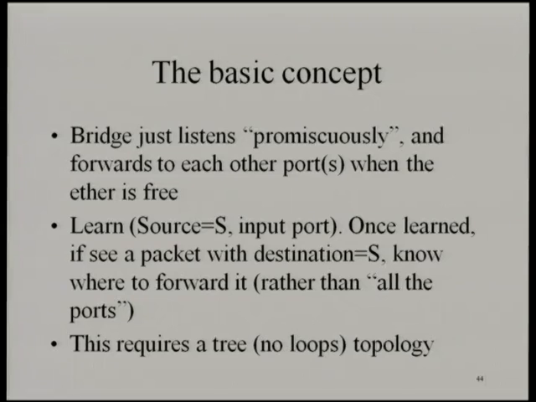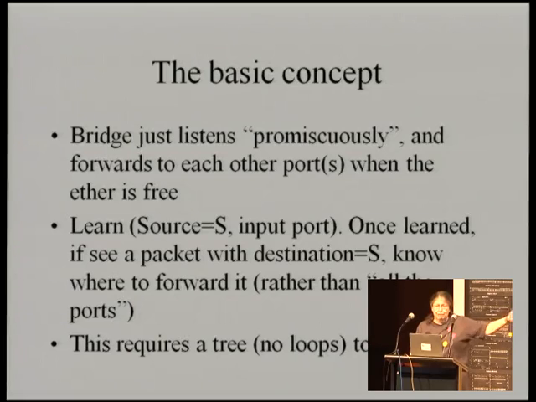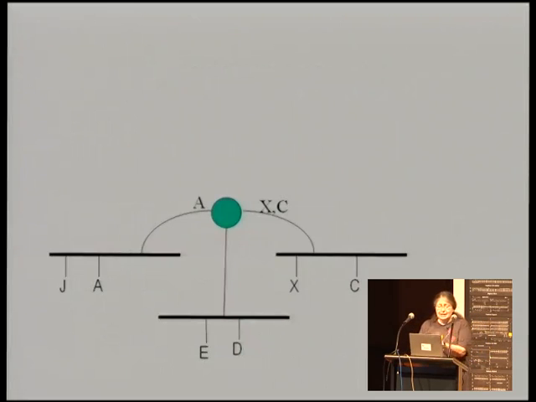and when the ether is free or whatever, it forwards it onto the other ports. It also can learn based on the source address where somebody is, so that in the future, if there's a packet addressed to someone he's heard from recently, he doesn't need to flood it through everything. He may not need to forward it at all if it's on the same port that he heard it from. This basic idea requires a tree, a topology with no loops. So this is the basic concept where this guy has learned that A is on this port.